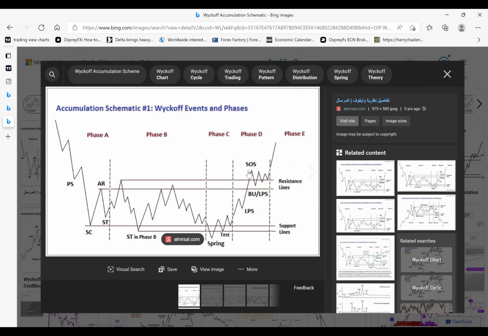This SOS is basically a sign of strength, right? It breaks where your automatic rally was. It lets you know that the market is going higher. And your entry for patient traders is going to be right around the same level as your automatic rally was. And then you'll take the trade higher.